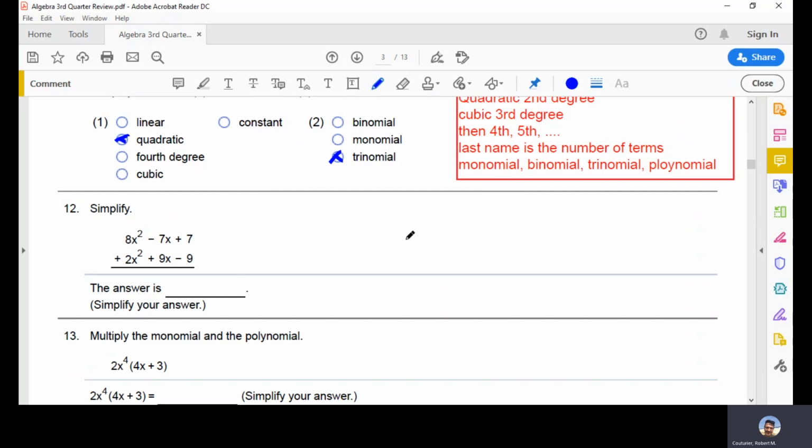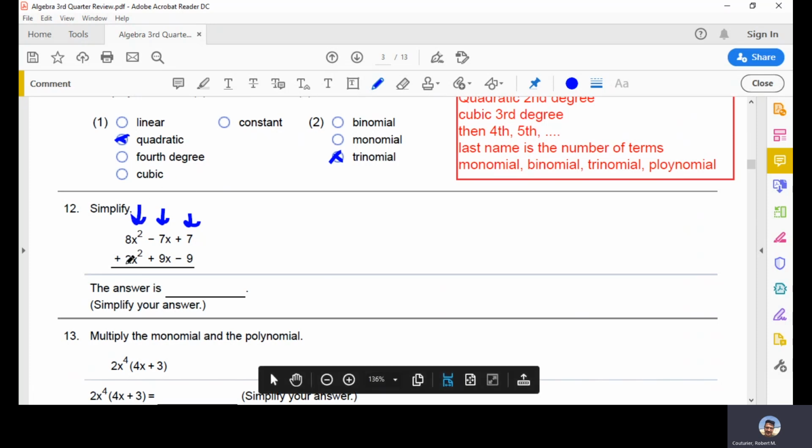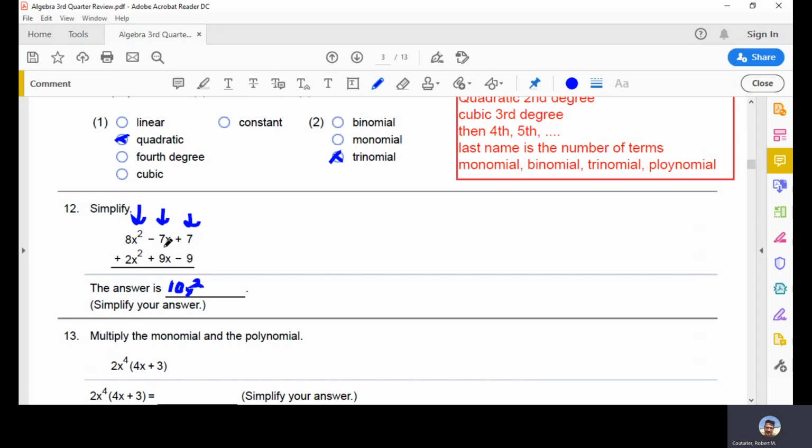12, simplify. Again, guys, this is collecting like terms, but it is in a different format. They have it stacked like the old school way we add and subtract things. All right, so here's everything that has a degree of 0. Here's everything that has a degree of 1. Here's everything that has a degree of 2. We add straight down these lists. So 8 plus 2 is 10 x squares. And you have minus 7 and a positive 9. So 9 minus 7 is 2, a positive 2x. And then we have a negative 9 and 7. So if you owe somebody $9 and you pay them 7, you still owe them, or negative 2. 10x squared plus 2x minus 2.